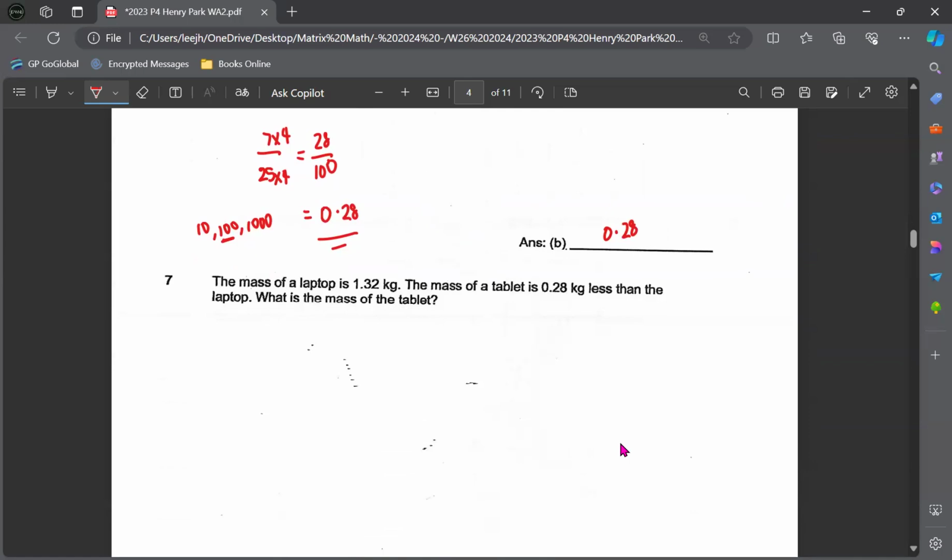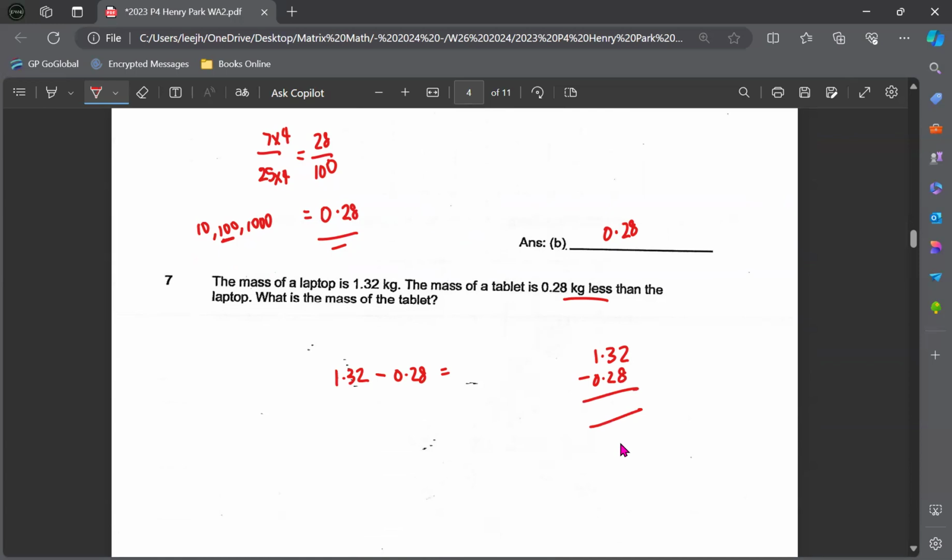Question 7. The mass of a laptop is 1.32 kg. The mass of a tablet is 0.28 kg less than the laptop. What is the mass of the tablet? So very simple, it's less, you just subtract, which is minus 0.28 from 1.32. So 1.32 minus 0.28.